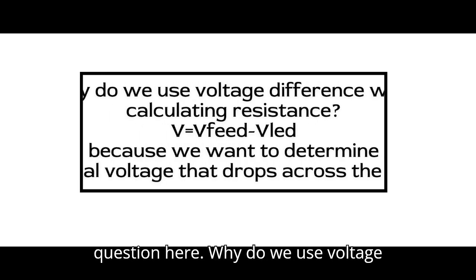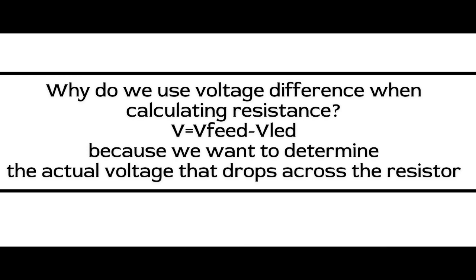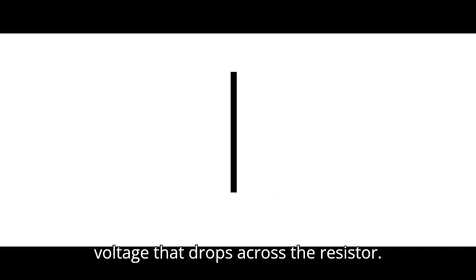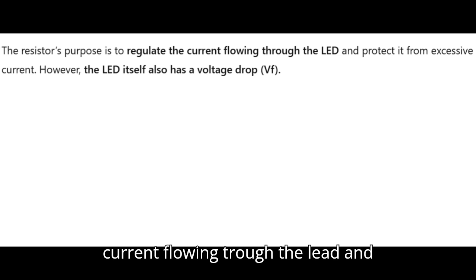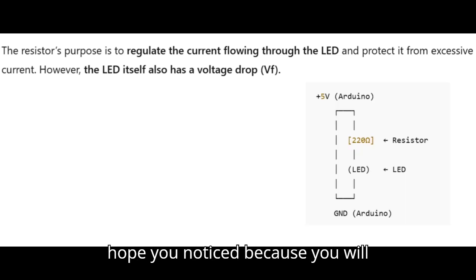You should be asking such a question here. Why do we use the voltage difference when calculating resistance? Because we want to determine the actual voltage that drops across the resistor. The resistor's purpose is to regulate the current flowing through the LED and protect it from excessive current. However, the LED itself also has a voltage drop. This should interest you. I hope you noticed, because you will understand the connection between the topics here.